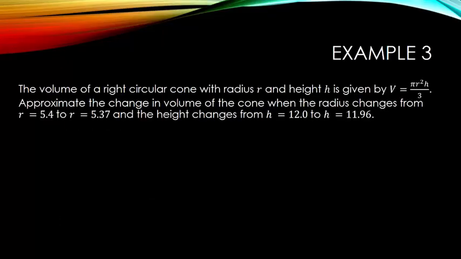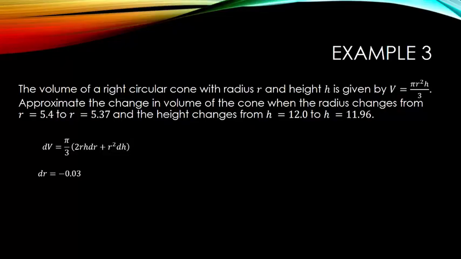Here's another example. I have the volume of a right circular cone with radius r and height h, which is given by V equals pi r squared h divided by 3. I want to approximate the change in the volume of the cone when the radius changes from r equals 5.4 to r equals 5.37, and the height changes from h equals 12.0 to h equals 11.96. My dV, the change in volume, is equal to pi over 3 times the quantity 2rh dr plus r squared dh.